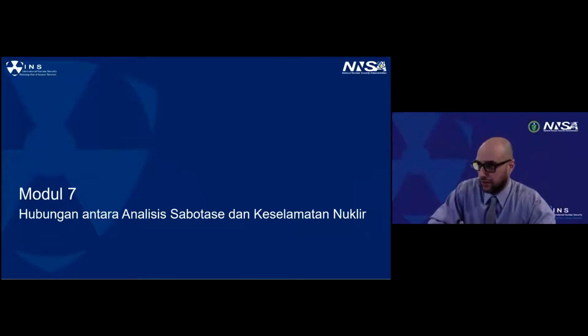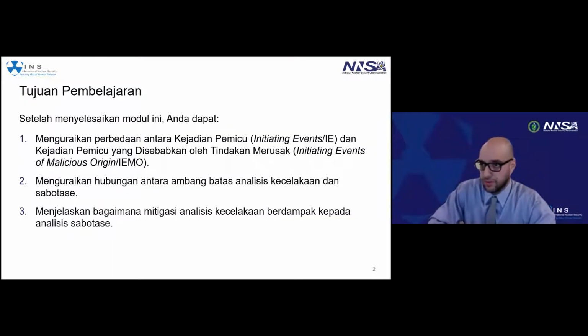So the learning objectives: after completing this module, we should be able to describe the difference between initiating events and initiating events of malicious origin. And in practice, this sometimes gets tough. It's difficult to find those differences. So we'll talk a little bit about that, and I'll use an example, which TJ already mentioned yesterday, to highlight the difficulty of encountering those differences. We will also describe the relationship between sabotage and accident analysis threshold, as well as explain how accident analysis mitigation impacts sabotage analysis.